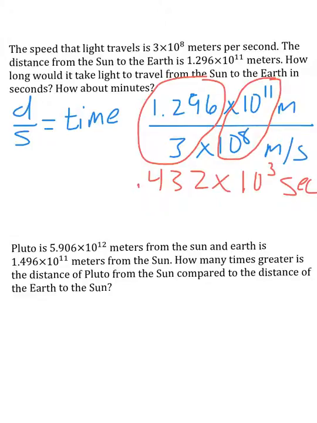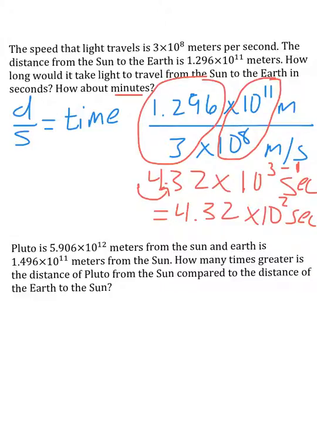Okay, we're not quite in scientific notation. We have to move our decimal place one spot to the right. So we have to subtract 1 from our exponent, which ends up equaling 4.32 times 10 to the second seconds. That's how long the light takes to travel from the sun to the earth in seconds. Well, now we have to convert it into minutes. That's the next thing we want to do.